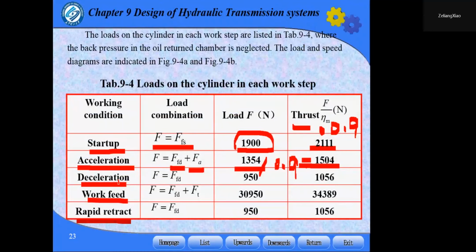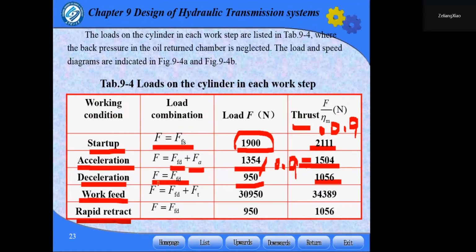In the acceleration period, since there is no working components, the total force equals the friction of motion. This one, calculate this last.